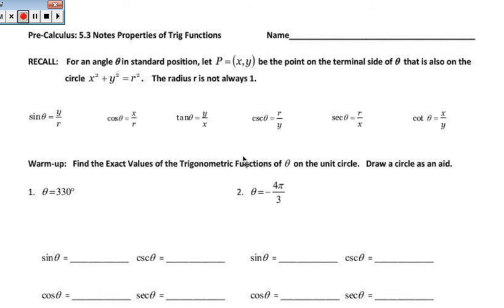Okay, today we're going to start on 5.3. We're going to take notes on properties of trig functions. Last class we touched on the basic sine, cosine, tangent, cosecant, secant, and cotangent, and what they are. I just want to show you where these identities are coming from.